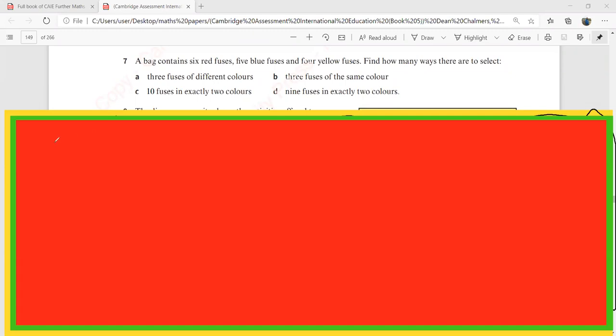So we have number of red, there are 6. Number of blue, there are 5. Number of yellow, there are 4. He hasn't told us that they're identical, okay? So each fuse has to be different from the other fuse. So he says, find how many ways there are to select 3 fuses of different colors. Any idea, bachcho, how to do that? 3 colors, 3 fuses of different colors.